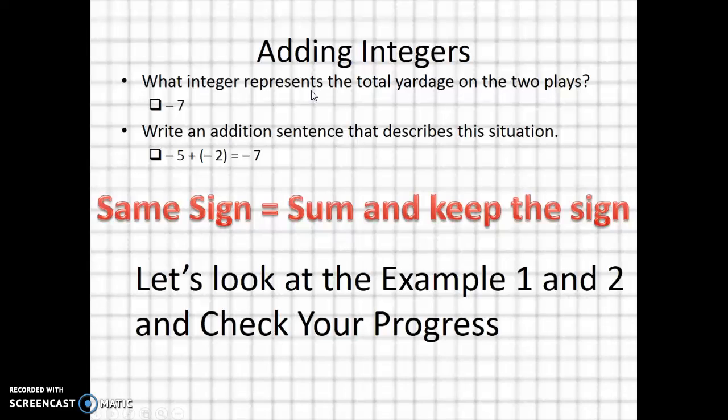Okay, so that leads us to a little rule to help us remember how to add integers with the same sign. It's called same sign equals sum and keep the sign. So when you have two integers of the same sign, you just add them together and you keep whatever sign it is. If you're adding negative numbers, your sum is going to be negative. If you're adding positive numbers, your sum is going to be positive.